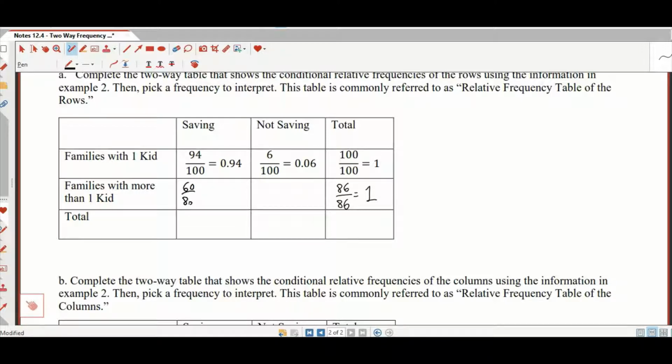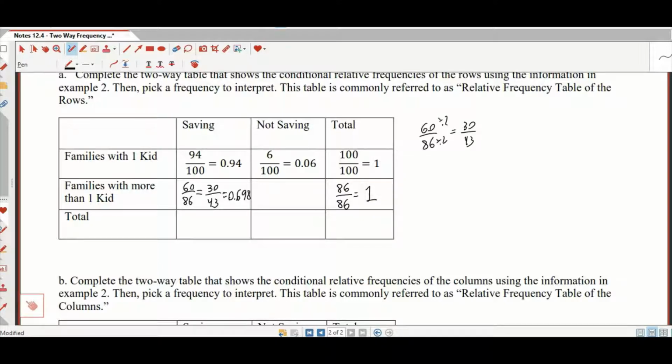60 out of the 86 were saving. And 60 out of 86, that should reduce. 30 over 43, yeah. 30 out of 43, which is about 69.8%. I'll put those in for that because they want me to.